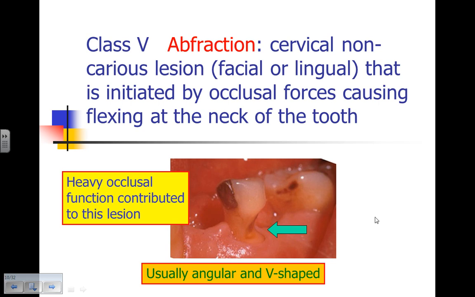Here we're looking at a Class 5 abfraction lesion, a cervical non-carious lesion, and this one's on the facial surface, and it's initiated by the occlusal forces causing flexing at the neck of the tooth. Heavy occlusion contributed to this very angular deep lesion.